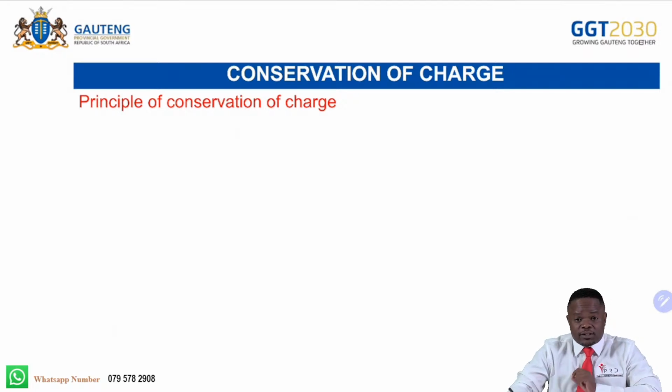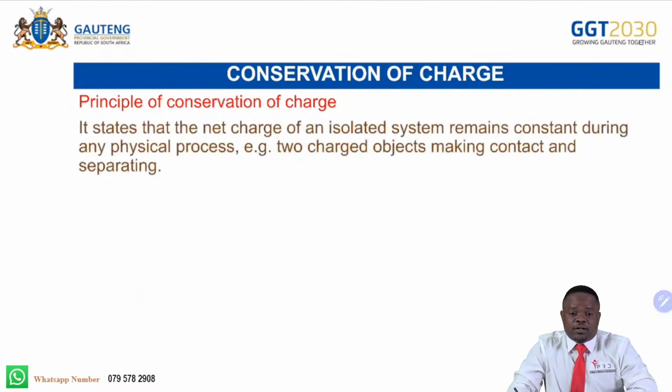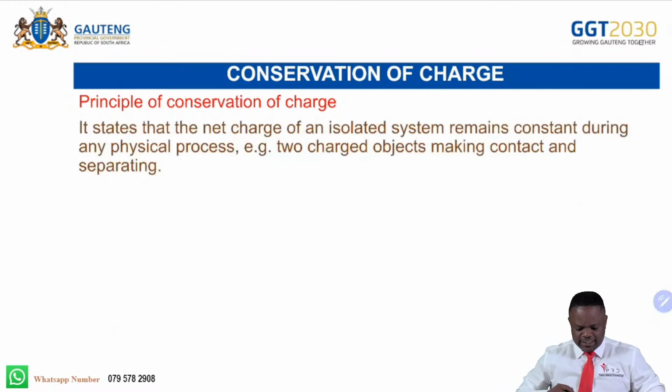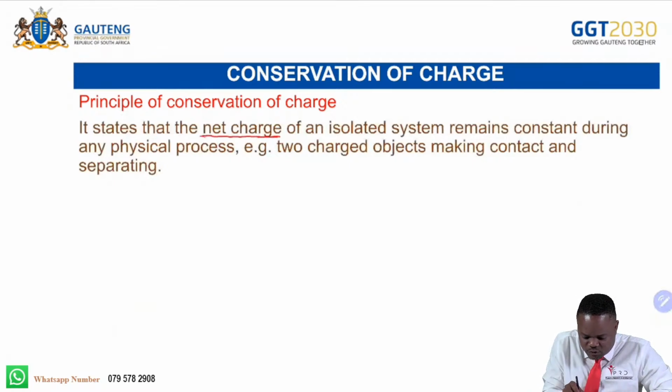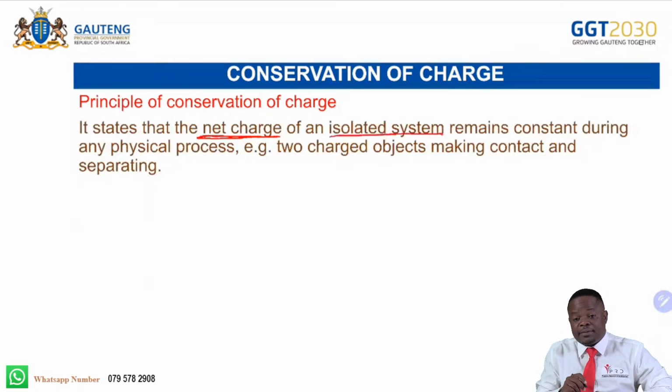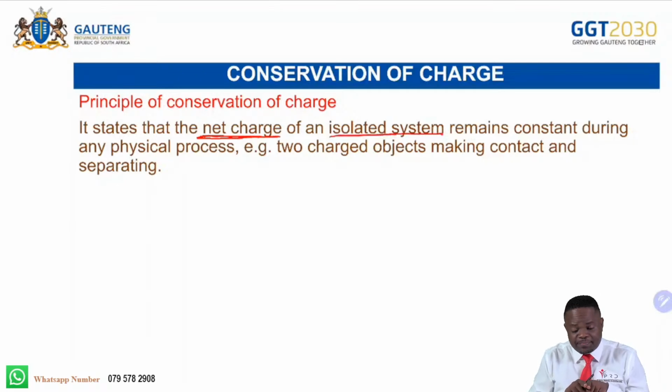So we start with the principle of conservation of charge. Please, can you take down this principle? When we're looking at the conservation of charge, we are saying that the net charge, take note of these keywords, the net charge of an isolated system remains constant during any physical process. A typical physical process is whereby we bring two charged objects into contact and then separate them.